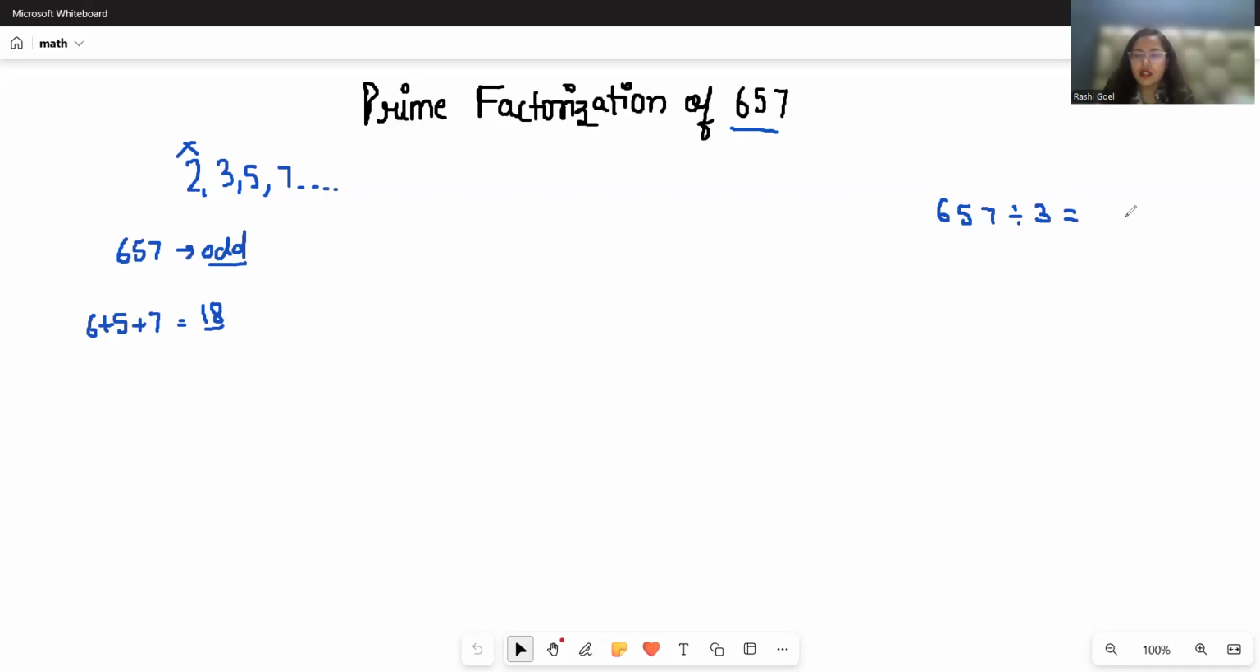It gives us 6. 3 times 2 is 6. 3 times 1 is 3, and 9. 219. Now again we are going to do the sum of digits to check.